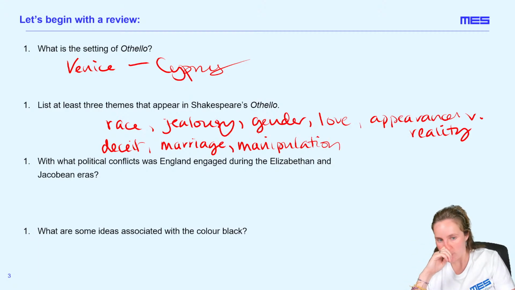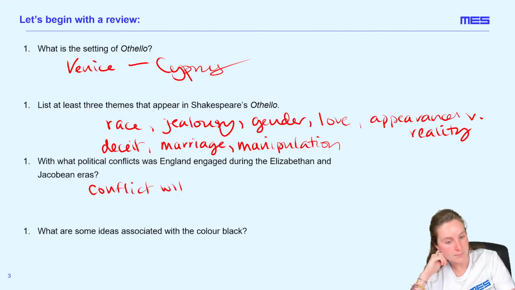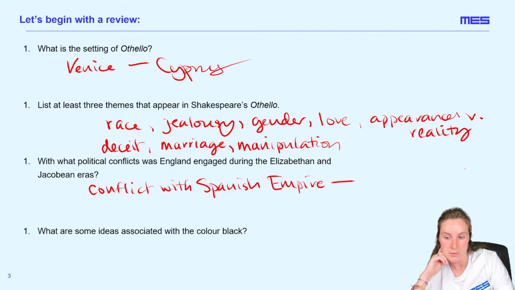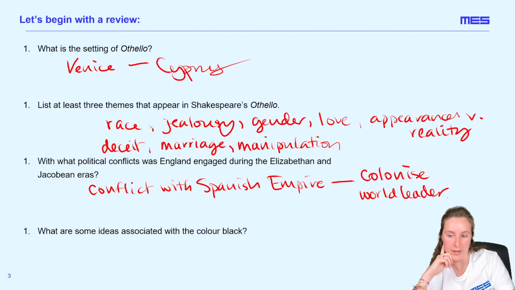And then the next one, with what political conflicts was England engaged during the Elizabethan and Jacobean eras? One of these was conflict with the Spanish Empire, as they both attempted to quote unquote discover and colonize sort of both the known and unknown world. And they were trying to become sort of the world leaders, but in their view they could only have the one. So it was kind of this quest for domination and ownership.